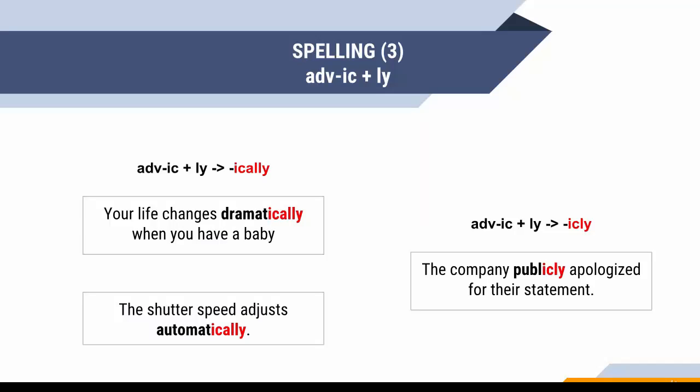So be careful, check when you're not sure, and just keep in mind that there are rules, there are exceptions from the rule. Rule: when the adjective finishes in ic, you need to add al. Exception from the rule: sometimes you don't need it.